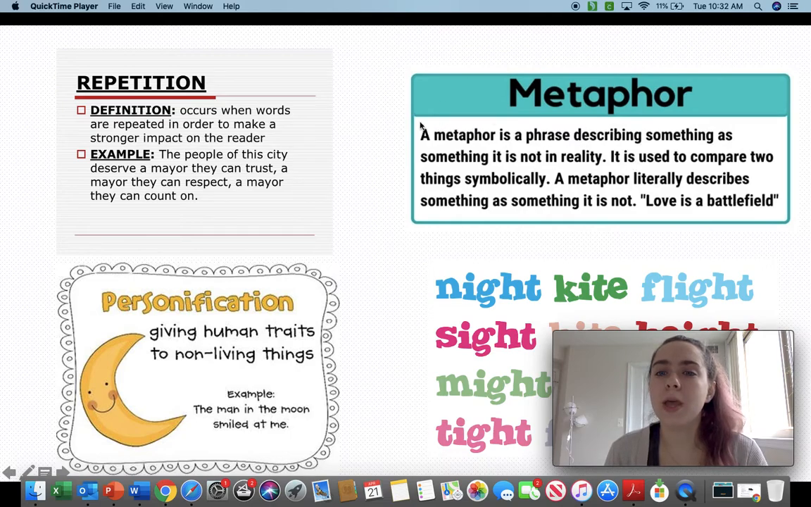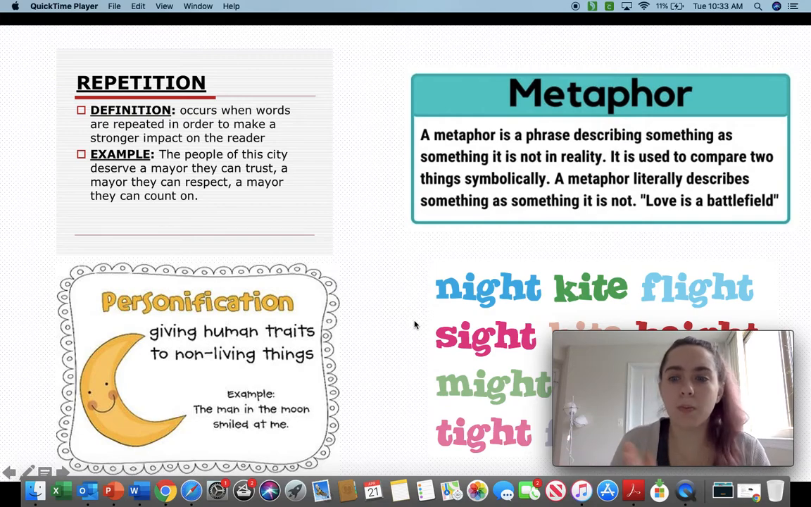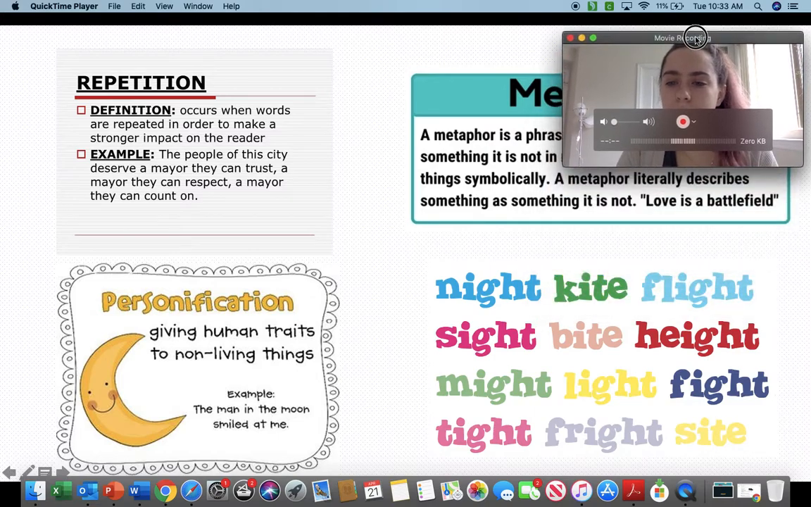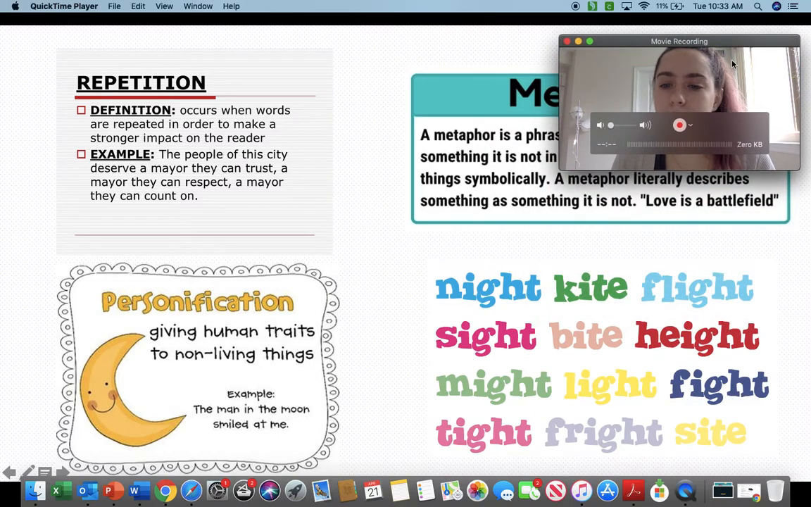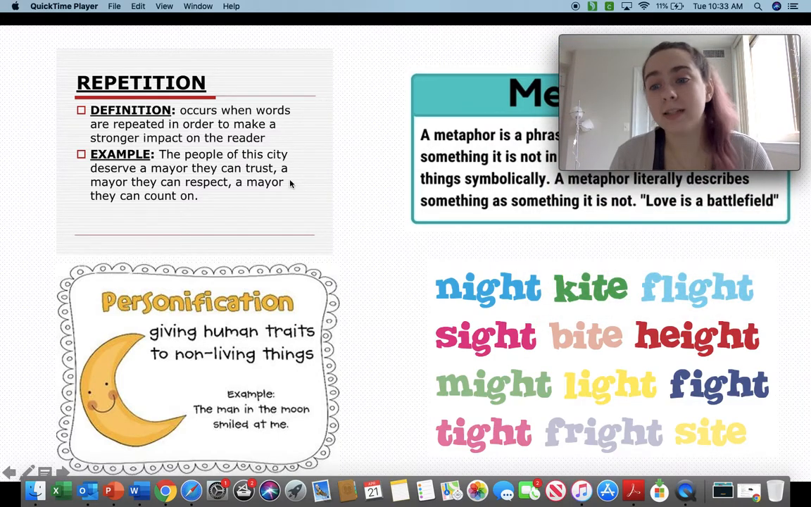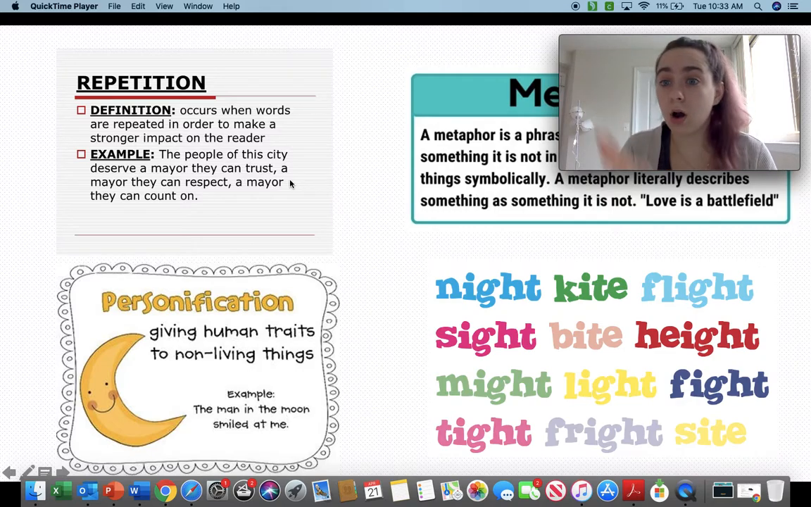Next, we have metaphor. This is any time that the author is comparing one thing to another thing, not using the words like or as. Anytime a comparison is happening and we don't see the words like or as, that's a metaphor. And finally, we have rhyme. This one should probably be the most familiar. Rhyme is whenever we hear words that sound alike coming up over and over again, those similar sounds. Here we've got the example of night, kite, flight, sight, bite, height, might, light, fight, tight, fright. All of those words sound very similar. They're all rhyming words.